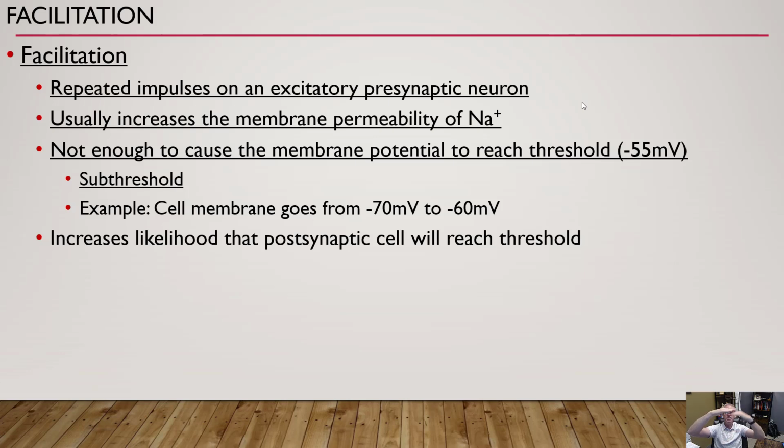So we say we're sub-threshold. We're not there yet, but we're moving in the right direction to create an action potential. We're increasing the likelihood that that postsynaptic cell will reach threshold, but as of now we haven't reached that magic number of negative 55. So the example here is we're going from negative 70 to negative 60. We still haven't reached negative 55 yet.